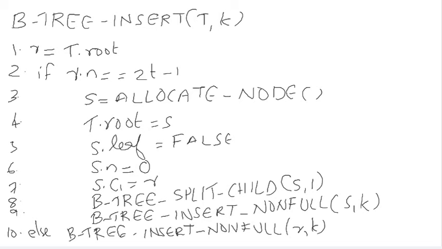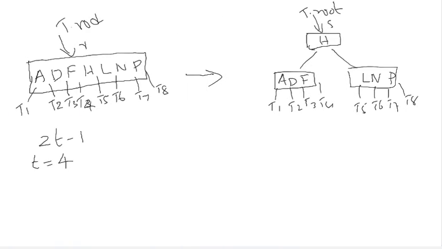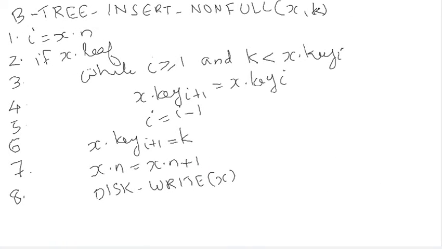What will insert non-full r comma k do? It will check if it is a leaf node. The specialty of a leaf node is that we can insert our key value into that node. So we need to make space for that new value. For that we shift the key values by one position and insert the value, and that is written to the disk. This is how we can insert a node.